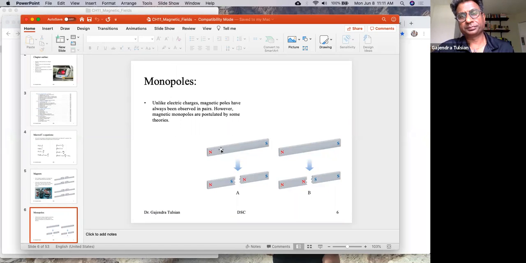Now if you try to make your own monopole, you go buy a magnet and break it into two, and what ends up happening is you get two magnets. You can keep going like this till you almost reach the atomic level. Of course, you never get a monopole. When you break a magnet, this is what happens.